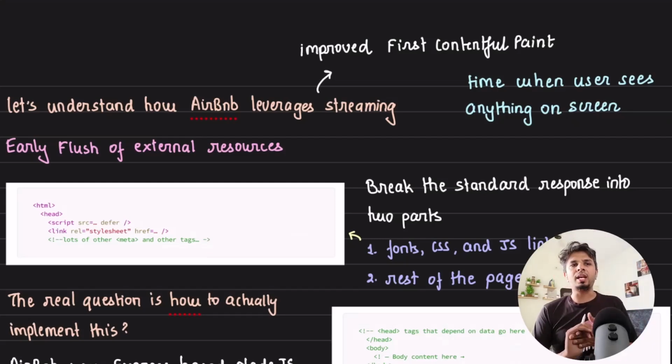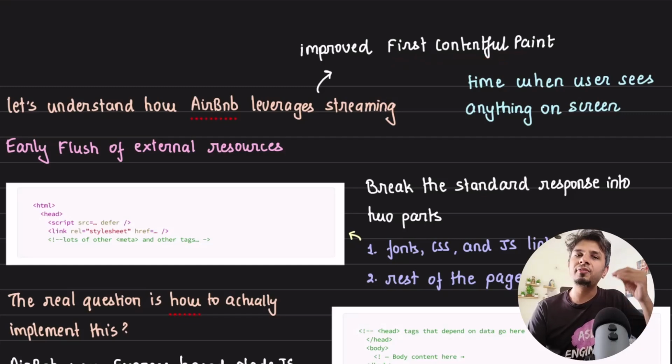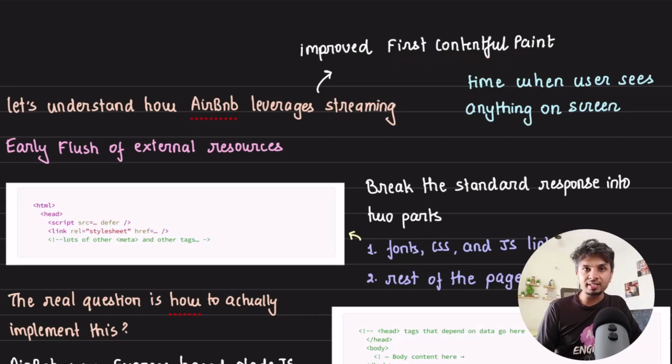Nice. Okay, let's move to the next part: how Airbnb leverages it. That's the whole essence of it. What Airbnb does is they just wanted to improve their first contentful paint, which is exactly what we saw here: the time between when I send a request and when the first thing is rendered on the UI. This is one of the key statistics that a lot of companies track and improve on to see how good the user experience is.